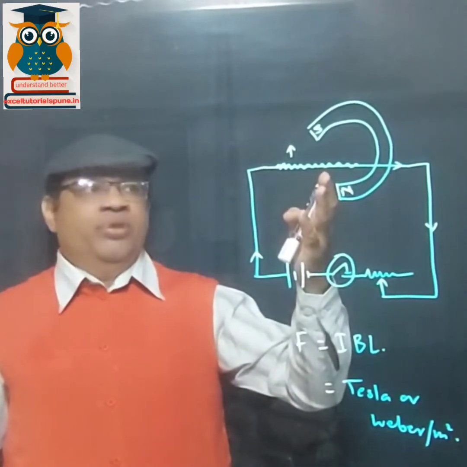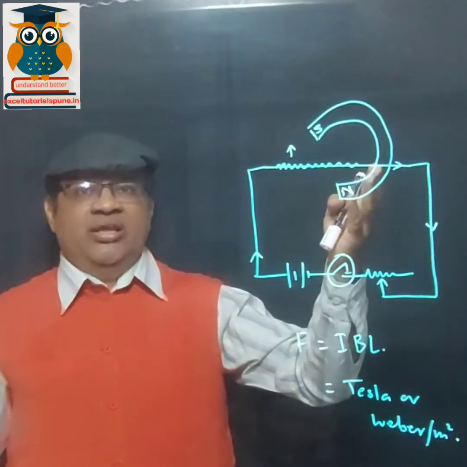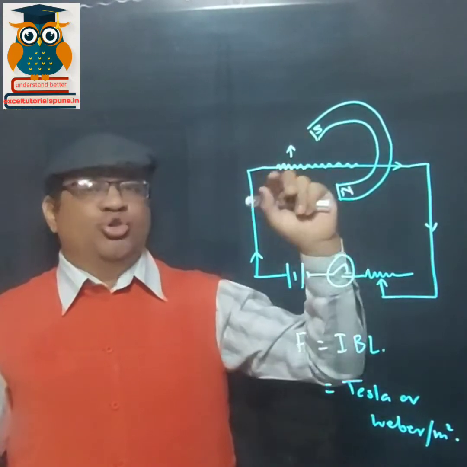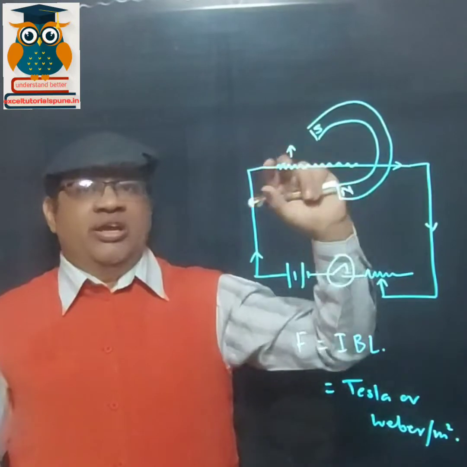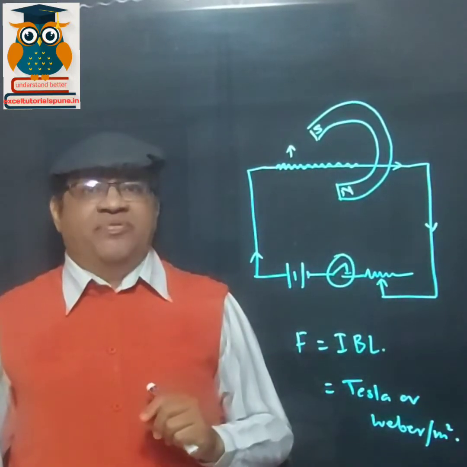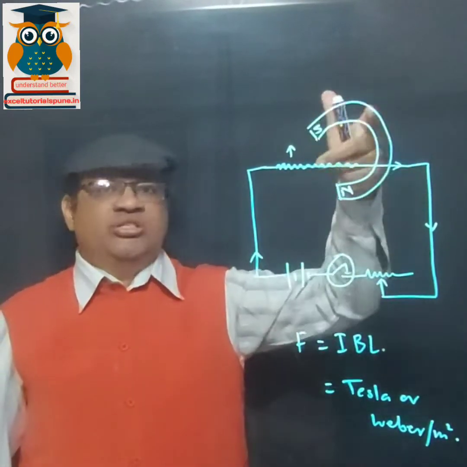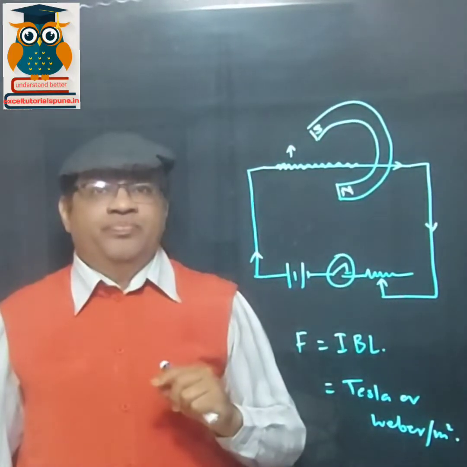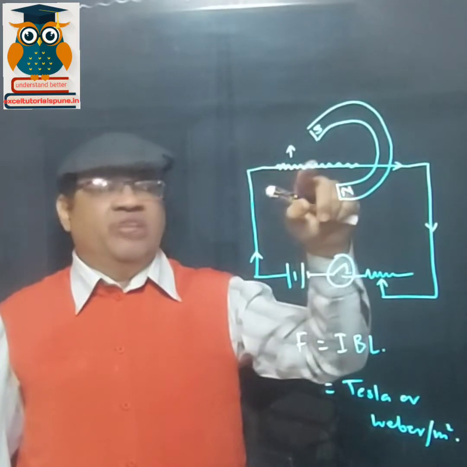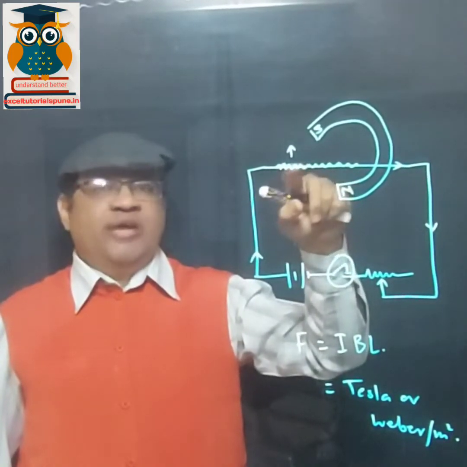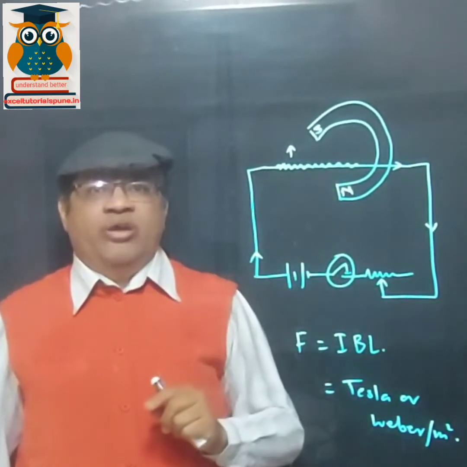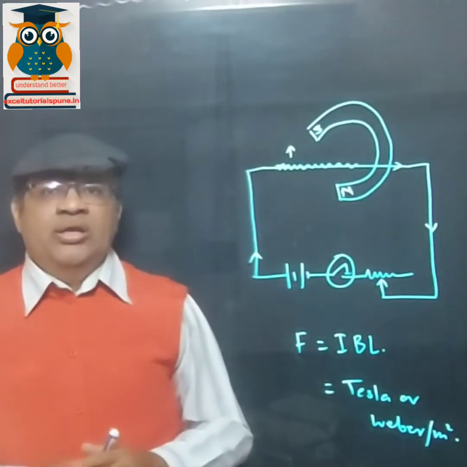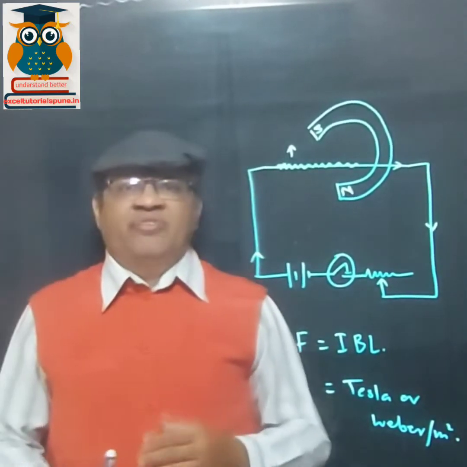So whenever a solenoid is taken and electricity is passed through it, and you bring a horseshoe magnet next to it, there is a force acting in the upward direction. Now what happens if you change the polarity? If north is brought here and south over here, then the force acting on this will be in the downward direction. It will change. So just remember, it depends upon Fleming's left hand rule.